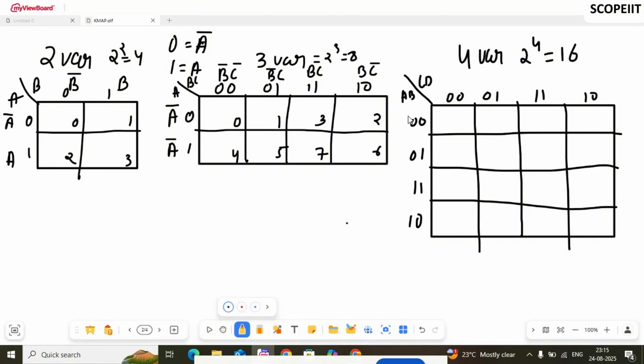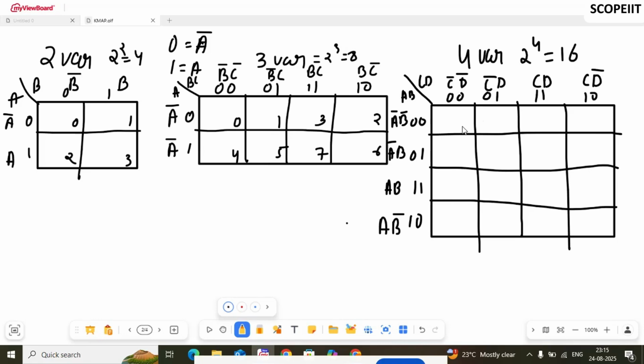Okay. Now how to write this alphabet? So 0 means it will be bar. So it will be A bar B bar, A bar B, A B and A B bar. Like we have written here, the same way we'll write. Okay. Then here C bar D bar, C bar D, C D and C D bar. Okay, so this is the way we'll write these.